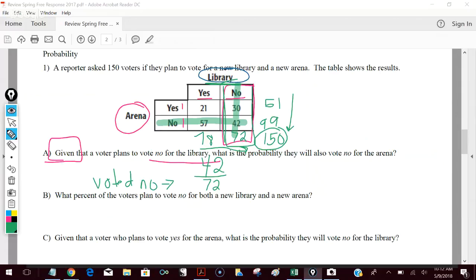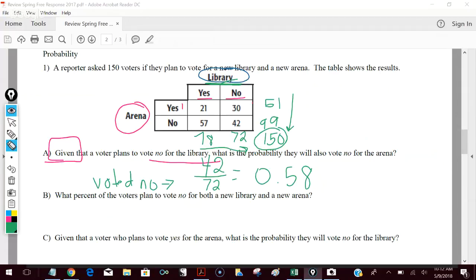So typically speaking, when we do that, we'll put it into a decimal. So all you do is you do the divide sign on your calculator. 42 divided by 72 is going to give you 0.58. Okay. Now it says what percent, so I'm going to leave that there, but I'm going to erase all this other stuff I wrote on it.